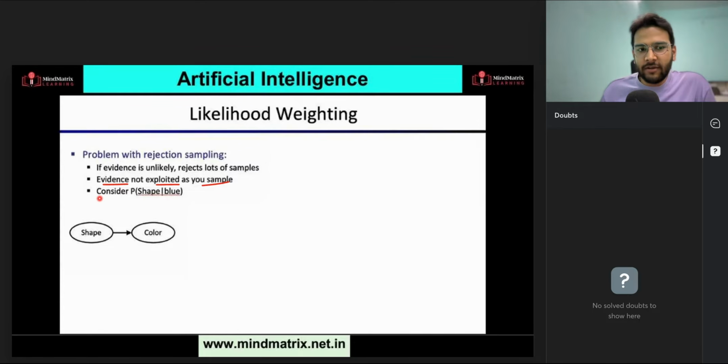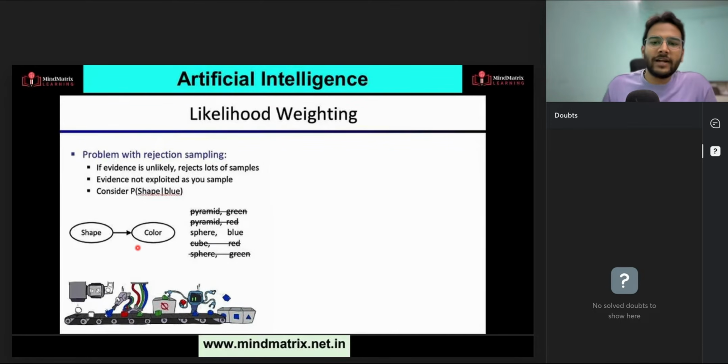And when you reject a lot of samples, then evidence will not be exploited, right? You can consider this example also. Consider probability of shape given blue. Let's say you want to find out this. Now here the evidence is that the color is blue. It is already given to you. Now you have to find the probability of shape given the color is blue.